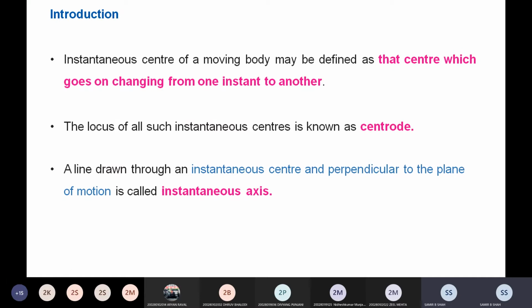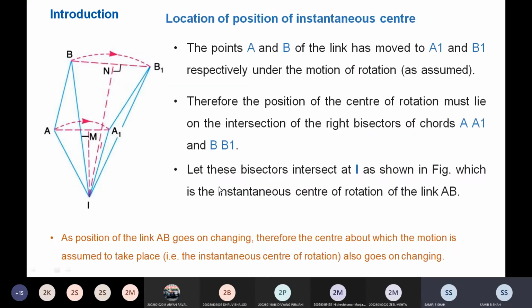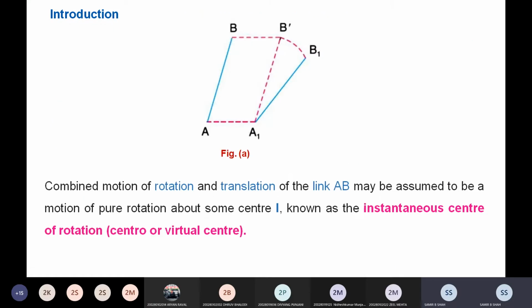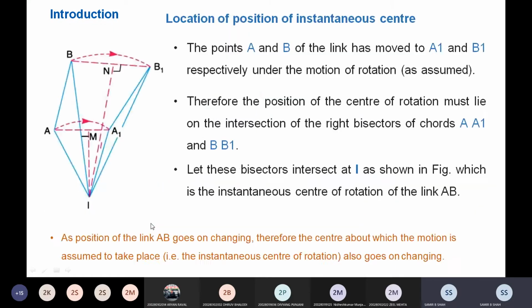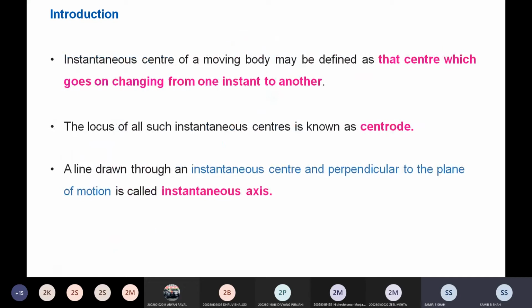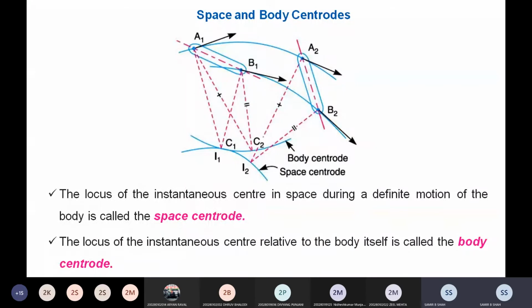A line drawn through an I-center and perpendicular to the plane of motion. You can see here M and N in the diagram. Both points are known as the I-center axis or I-axis, which is perpendicular to the plane of motion.